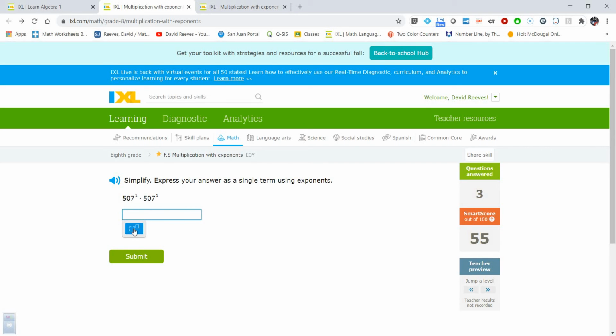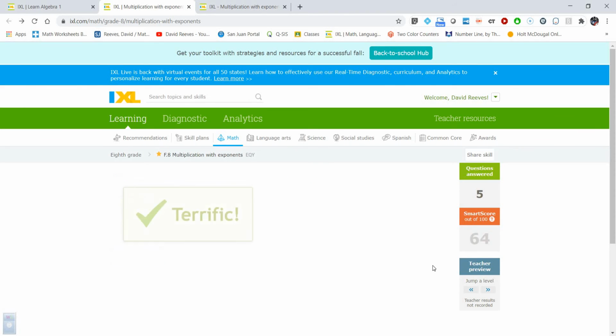Well, it looks kind of like the same thing, doesn't it? The base is 507. I have 1 here and 1 here, and last time I checked, I know this is a difficult math problem, but 1 plus 1 is 2. Next level. Write your answer as a single term using exponents. Well, when I click there, there's my box again. What's my base? 227. What is my exponent? 51.